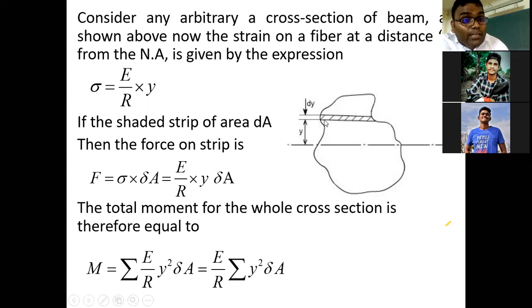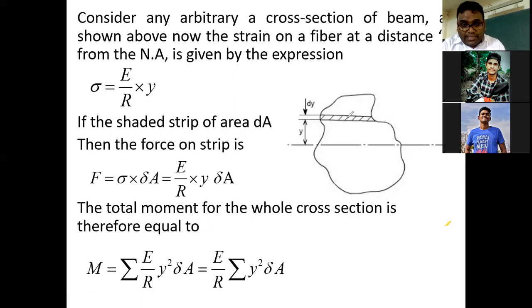Now, what will be the force acting on the strip? You know sigma, multiply by the cross-sectional area, and you will get the force acting on the strip. So simply sigma into del A, and just put the value of sigma here, E upon R into y into del A. This is the bending force, the force acting on this element.